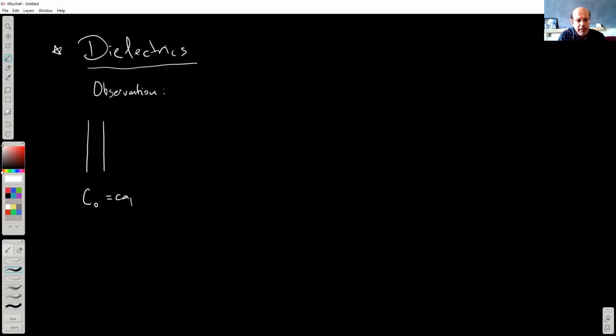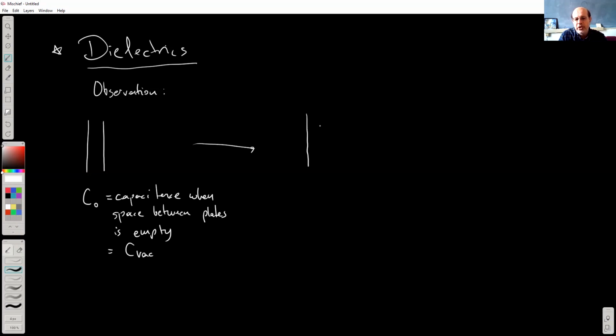So this is the capacitance when space between plates is empty. So some people just call this vacuum, actually. So capacitance when there's vacuum between the plates. So what we do is we don't change the geometry. We just fill the space between the plates with some material.